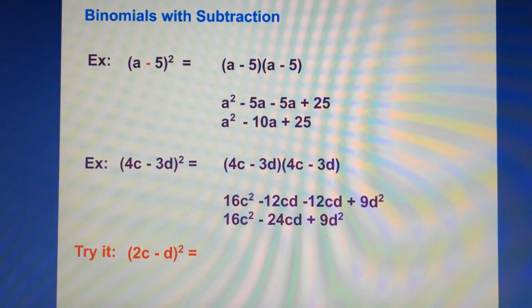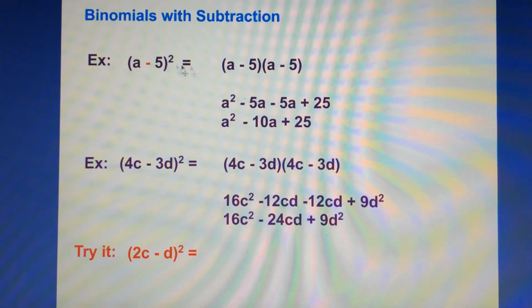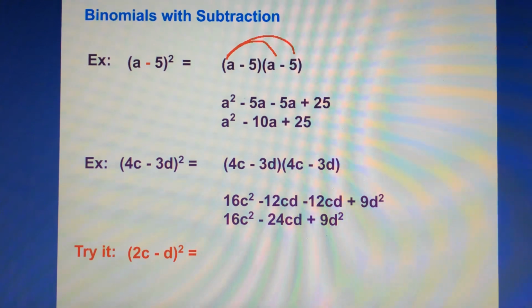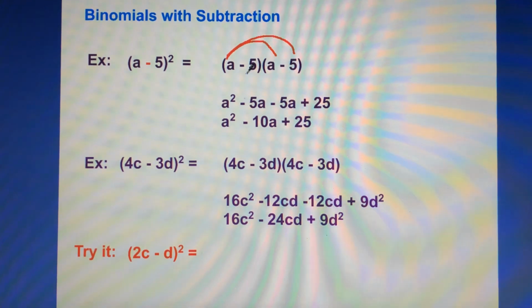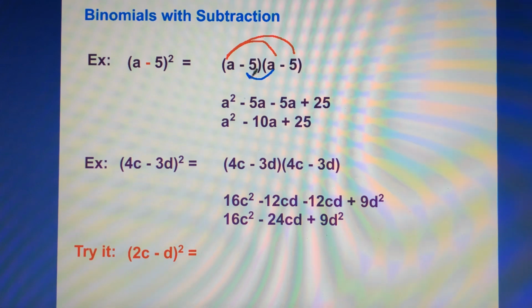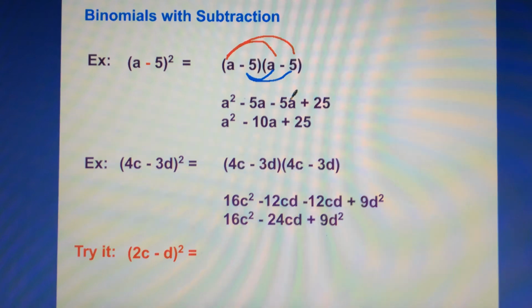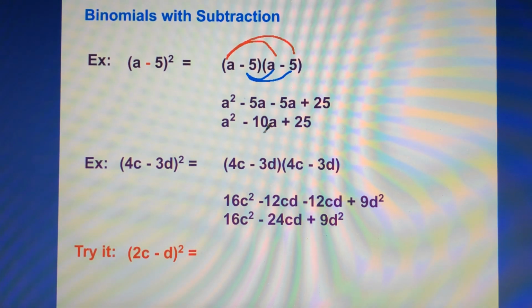What about binomials with subtraction? Here I have a minus 5 squared. Again, we're going to use FOIL. You're going to just distribute, distribute. I have a negative 5 times a. I have a negative 5 times a negative 5. I get all my terms. I combine like terms. A squared minus 5a minus 5a, I get a negative 10a. Negative 5 times negative 5 is 25.